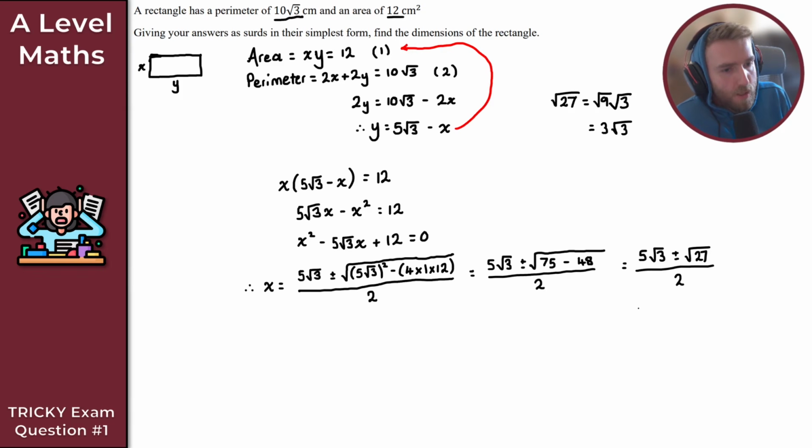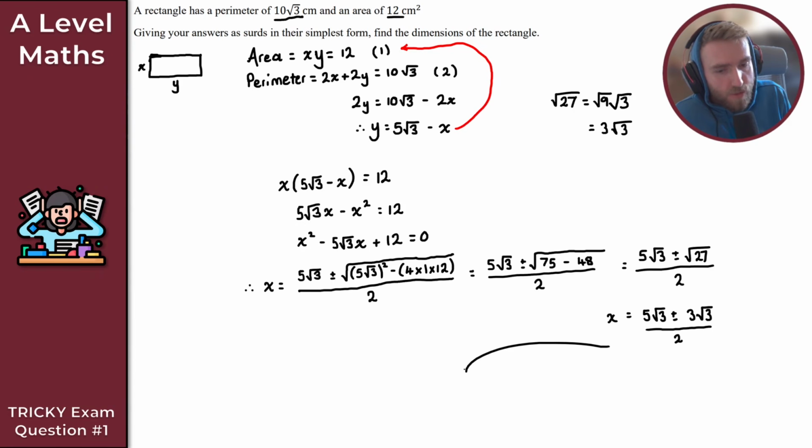Okay. So I've got 5 root 3 plus or minus 3 root 3. And all of this here then is over 2. Okay. So this is for x here. So in that case then, x here will either be equal to 5 root 3 plus 3 root 3 over 2. So that's 8 root 3 over 2, which is 4 root 3.